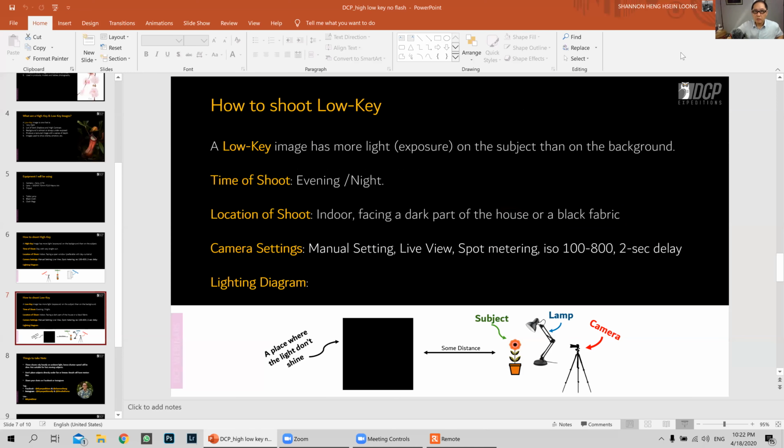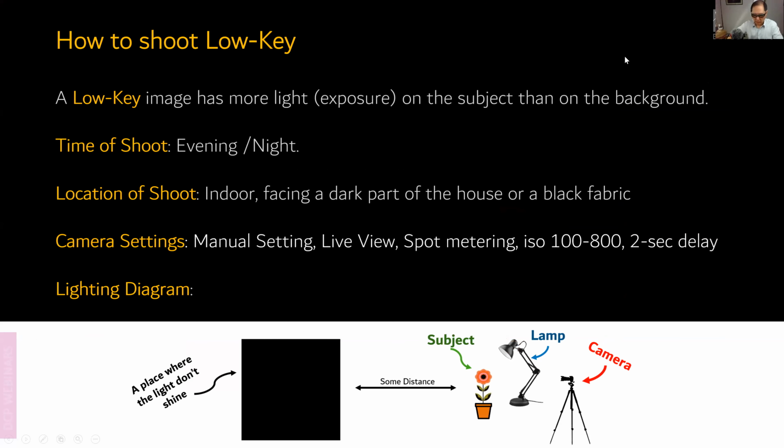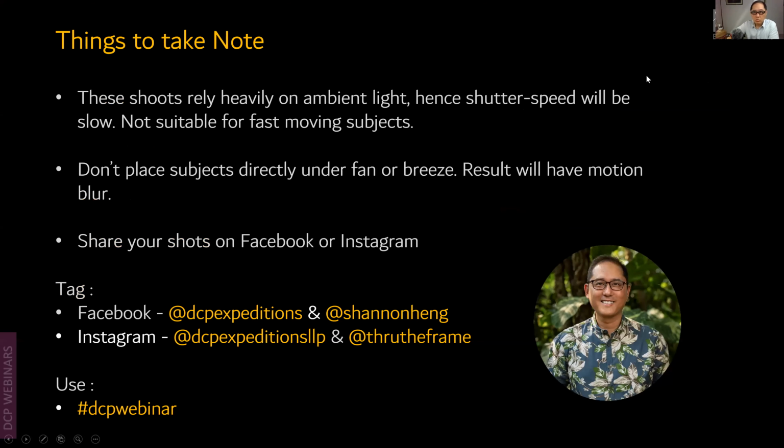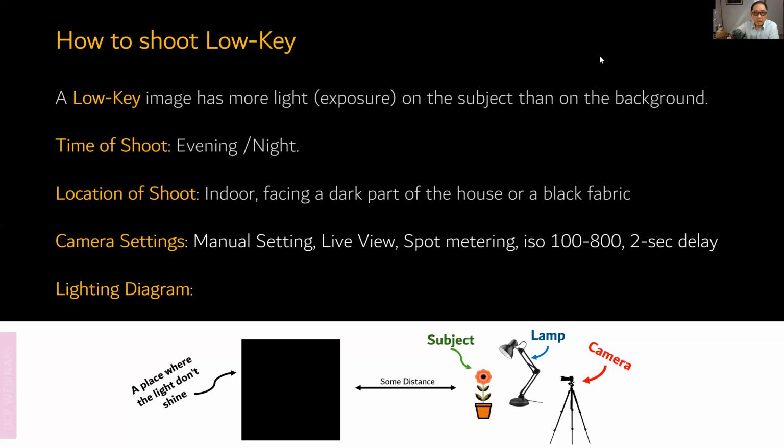Okay. So to shoot a low key image, you need to ensure that there's more light onto the subject than onto the background. So it's the reverse. There should be more light onto the subject than onto the background itself.